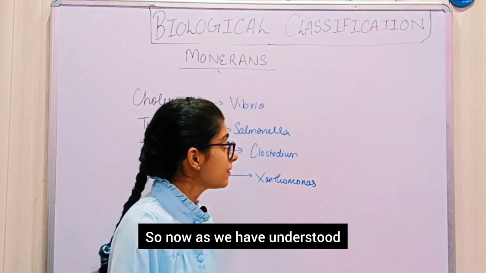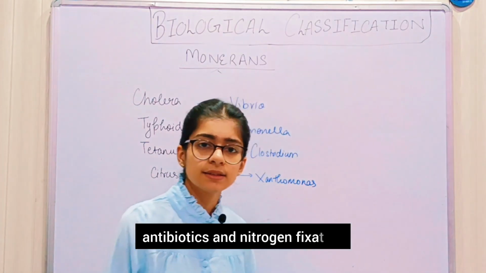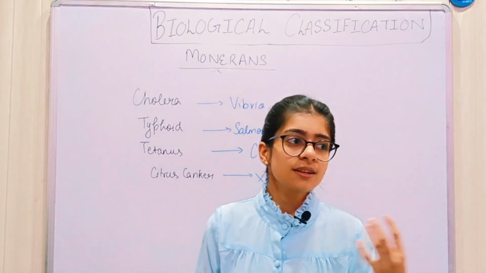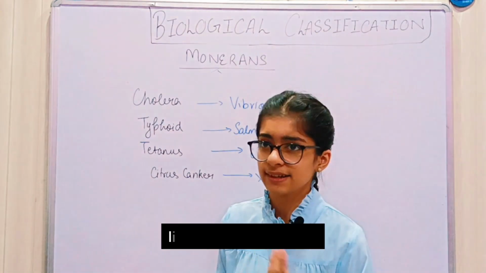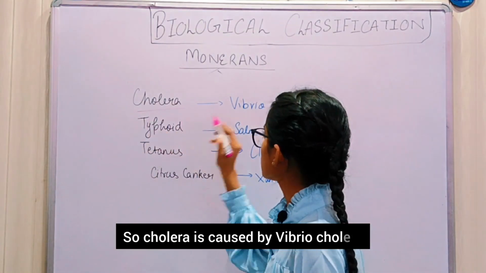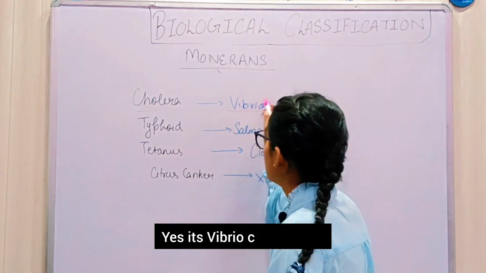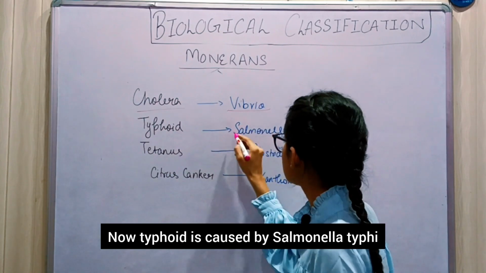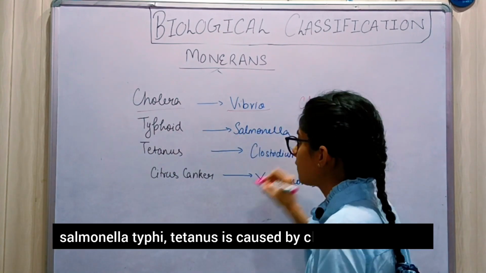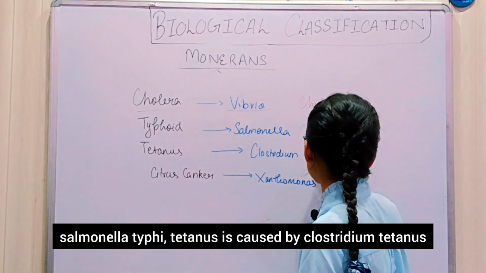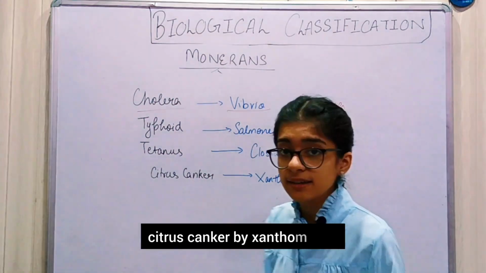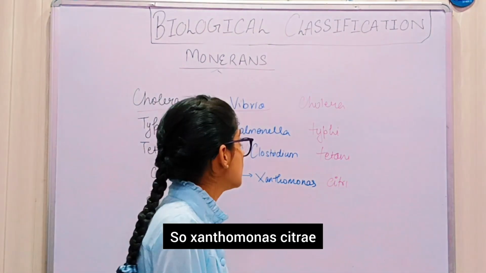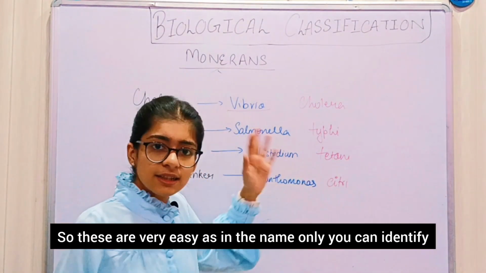So now, as we have understood that some bacteria are useful like curd, antibiotics and nitrogen fixation, but some are pathogenic also. We know that many diseases are caused by pathogens like typhoid, cholera, etc. Cholera is caused by Vibrio cholerae. Typhoid is caused by Salmonella typhi. Tetanus is caused by Clostridium tetani. Citrus canker by Xanthomonas citri. These are very easy, as in the name only you can identify which disease they cause.